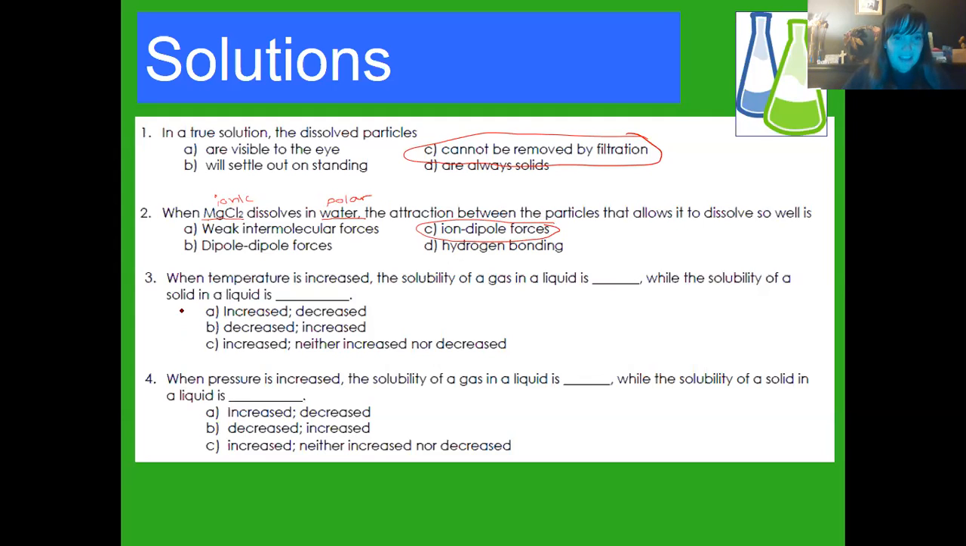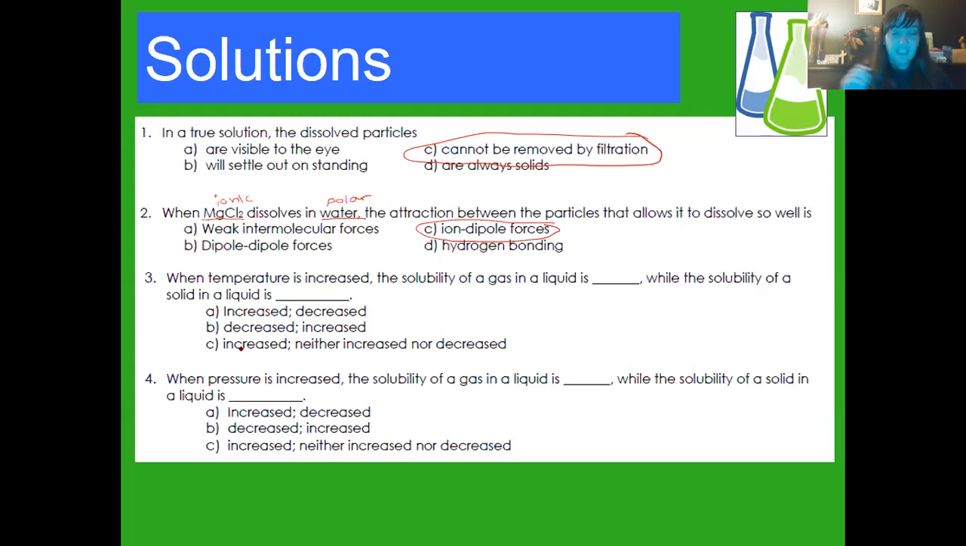All right, 3, when temperature is increased, the solubility of a gas in a liquid is blank, while the solubility of a solid in a liquid is blank. All right, for this question, I'm going to think of some examples. So a gas in a liquid, I'm going to think about the bubbles in a soda. If you heat it up, are the bubbles better at staying in, or do they escape? They escape. That means their solubility decreases.